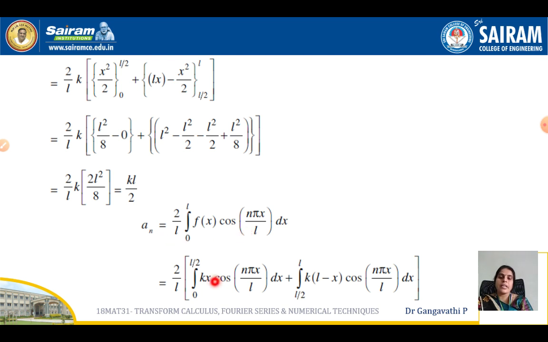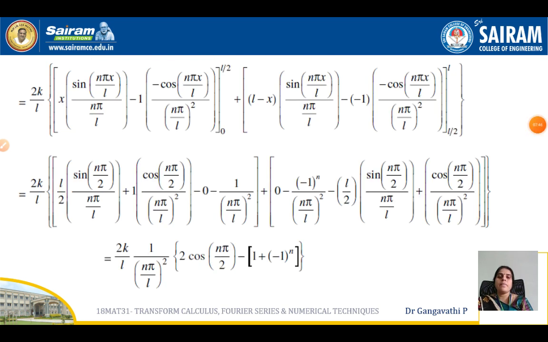Again the splitting of the integral needs to be done, and integration by parts or applying Bernoulli's rule needs to be done. So do the integration carefully. We get the integration applying Bernoulli's rule between the limits 0 to l by 2 and l by 2 to l. When we substitute the limits, we get these expansions, and on simplifying we get this answer for an.